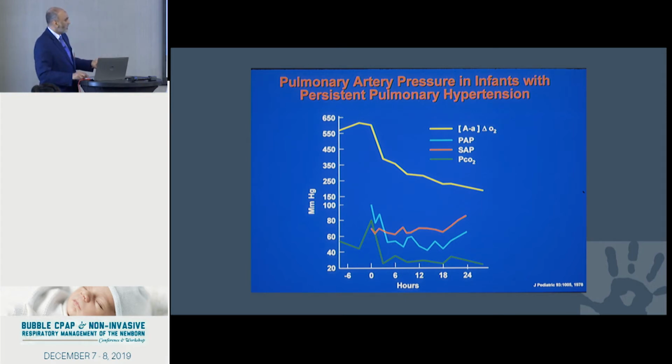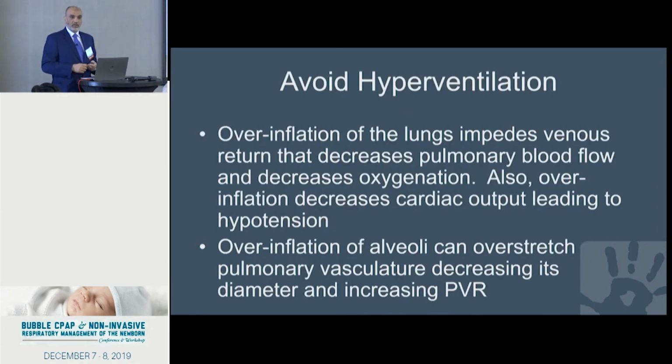A couple of years after that, Columbia University came, Dr. Wang, with their approach of gentle ventilation, avoiding hyperventilation, and reproducing good results with that. We avoid hyperventilation because overinflation of the lungs impedes the venous return, and that decreases pulmonary blood flow and decreases oxygenation. Also, overinflation decreases the cardiac output, which will cause hypotension. That's one thing we don't need.